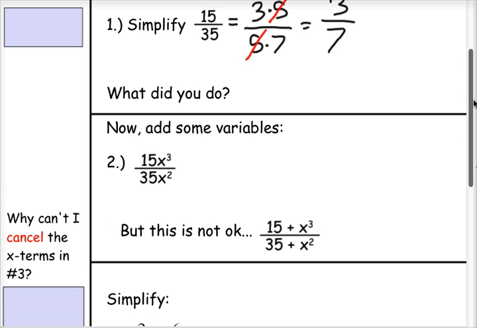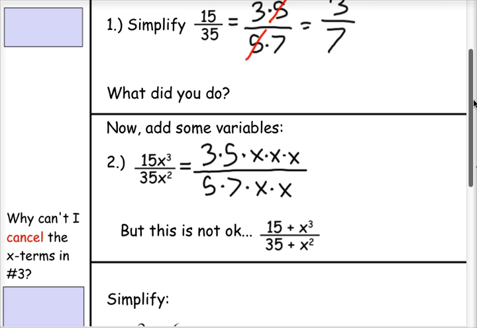So number 2, now we're tossing in some variables. All right? So looking at this, in order to simplify it, in order to reduce it, what I'm going to do is break everything up. So remember, in number 1, I broke up the 15 into 3 times 5. Now, x cubed is x times x times x. 35 is 5 times 7. Then x squared is x times x.